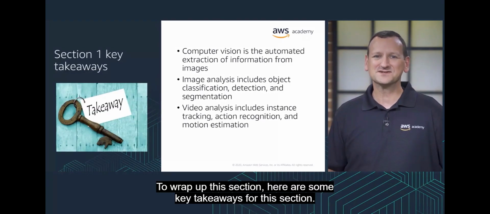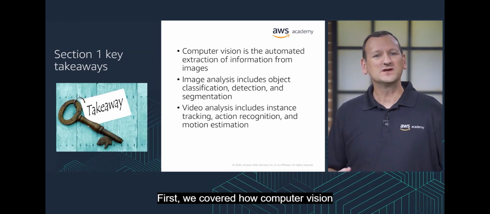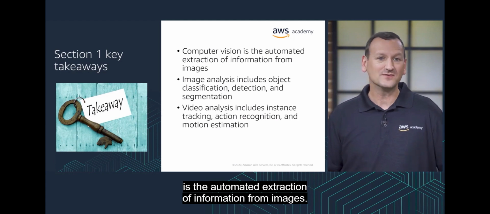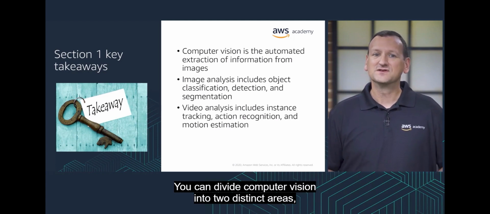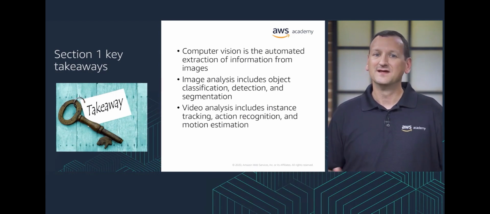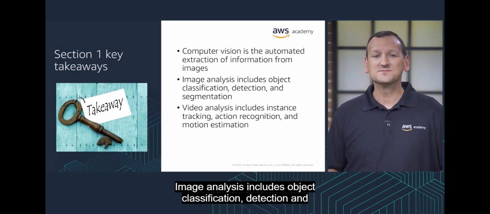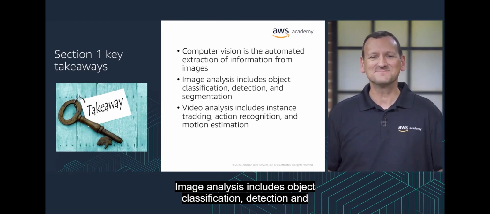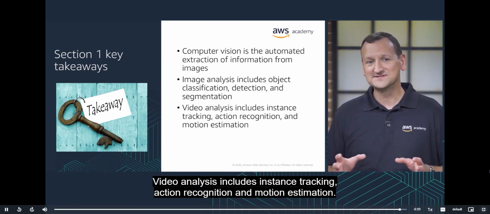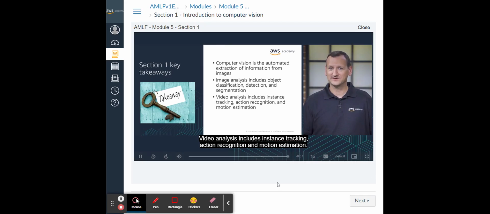To wrap up this section, here are some key takeaways. First, we covered how computer vision is the automated extraction of information from images. You can divide computer vision into two distinct areas, image analysis and video analysis. Image analysis includes object classification, detection, and segmentation. Video analysis includes instance tracking, action recognition, and motion estimation.